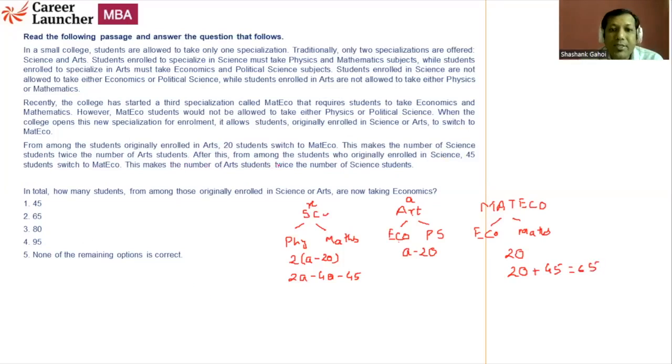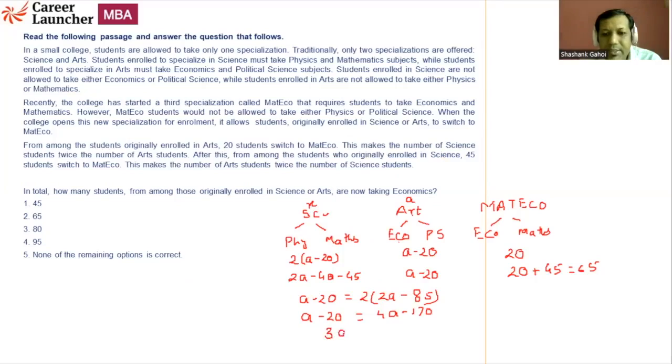This makes the number of arts students twice the number of science students. Fair enough. What is the number of arts students? That is A minus 20. So arts students, A minus 20, is twice the number of science students, that is 2A minus 85. So I can say A minus 20 is equal to 4A minus 170. From here, 3A is equal to 150. So A comes out to be 50.